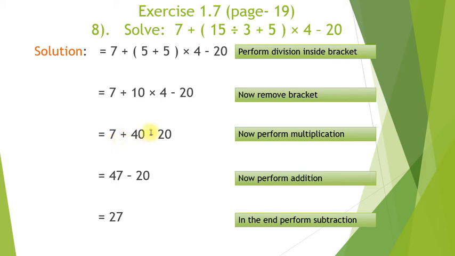Here is addition and subtraction. What comes first, addition or subtraction? In the BODMAS rule, addition comes first, and in the last comes subtraction. So addition is between 7 and 40. So 40 plus 7, then we get 47, and after that we will copy minus 20. Now we have performed addition. In the last we have to perform the subtraction operation. 47 minus 20, when we subtract 20 from the 47, we get 27, and this is your answer.